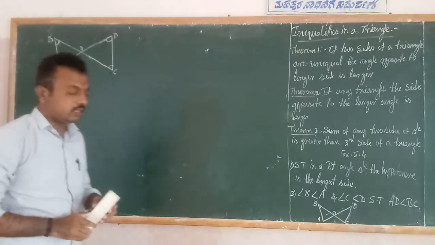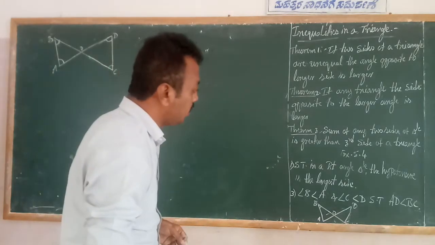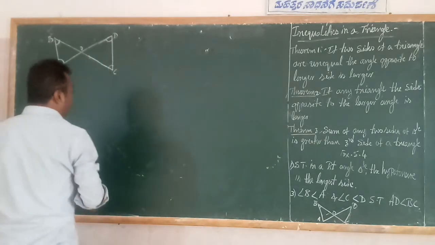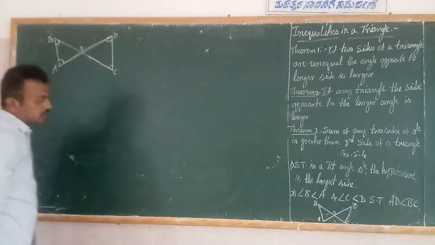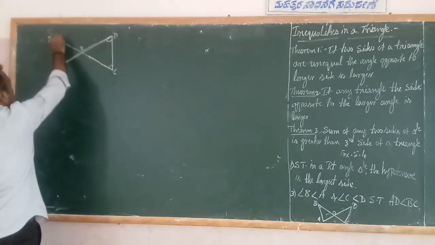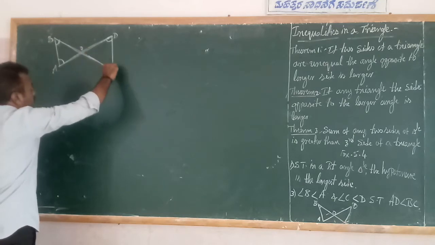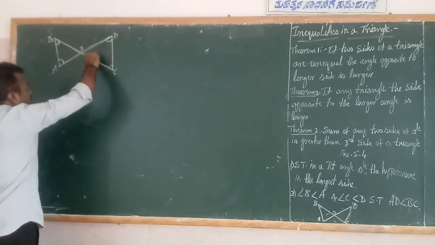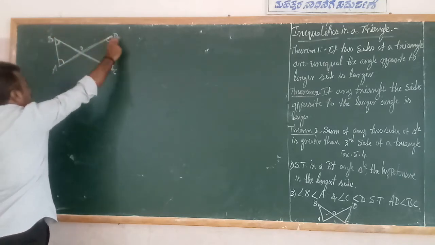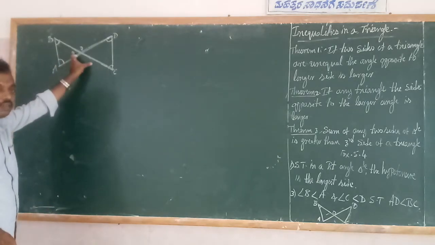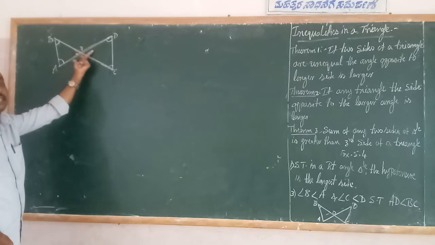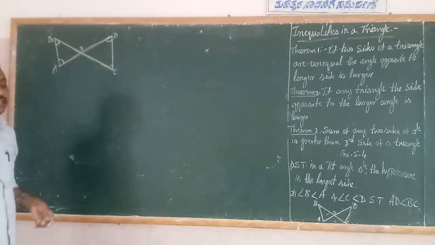Okay. So next, I want to show that AD is less than BC. So BC side is greater than AD, or AD is less than BC. We have to show BC as the longer side, or AD as the smaller side. Okay, let us prove it.